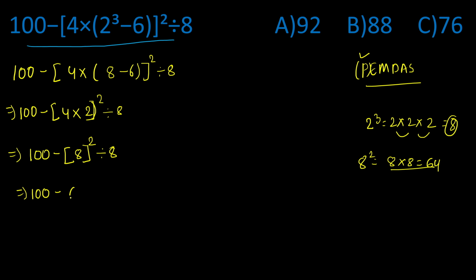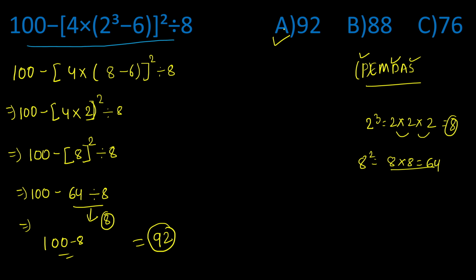100 minus 64 divided by 8. Now there are two operations, subtraction and division. And according to PEMDAS, we have to divide first, then subtract. So we will divide this part. 64 divided by 8 will give result 8. So we will write 100 minus 8, which equals 92. So here the right answer is 92.